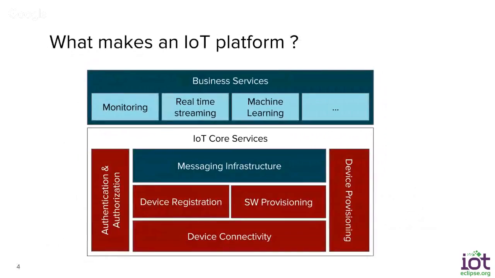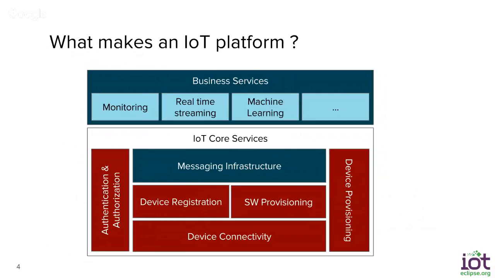So, starting speaking about IoT, what makes an IoT platform today? We can consider Internet of Things something like a specific use case in the messaging area. So we can say that the core piece of an IoT platform is the messaging infrastructure, because we have to exchange messages, in this case, between devices and cloud services.